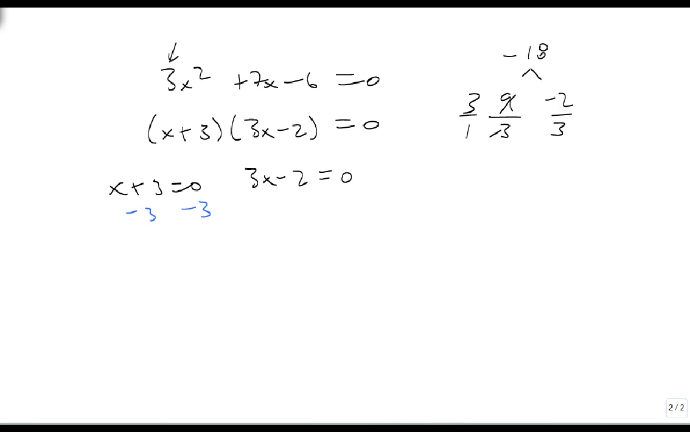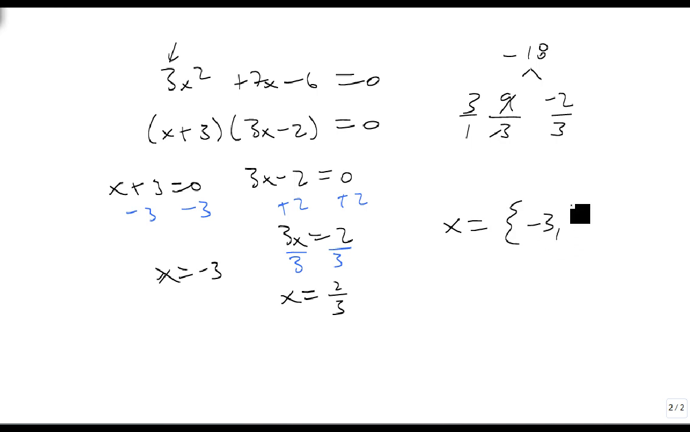Subtract 3, x is negative 3. Add 2, 3x equals 2. Divide by, not 2, divide by 3. That gives me x is 2/3. So my solution set here is x is the set minus 3 and 2/3. I want you to notice something in particular. Notice that the 3 over 1 became a negative 3 and the negative 2/3 became a positive 2/3. If you're using synthetic factoring, all you have to do is change the signs and you'll go straight from these answers to these answers.